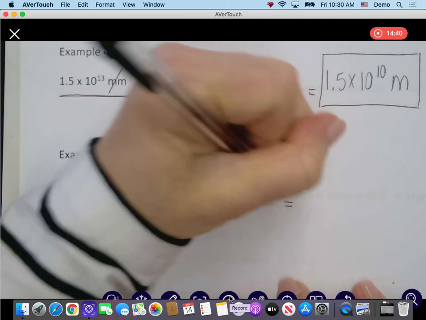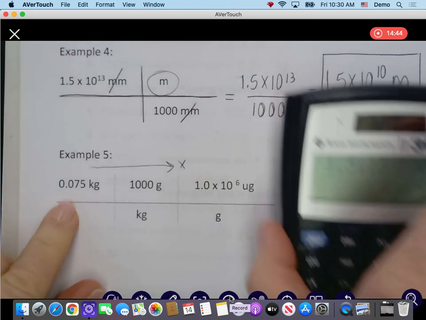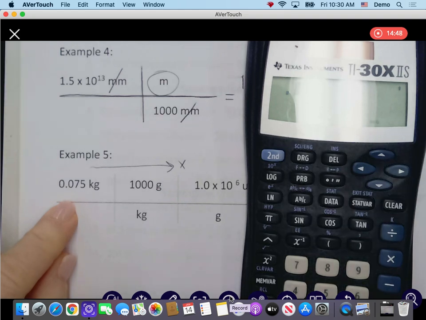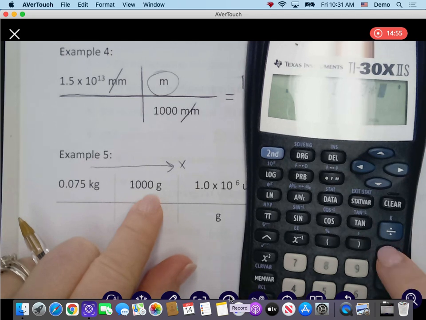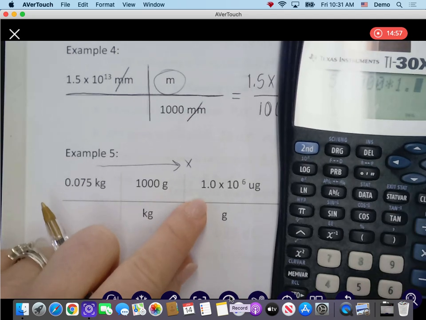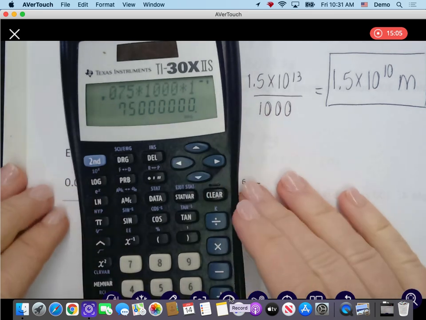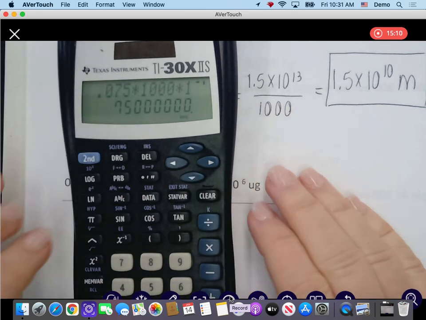We're going to multiply everything on the top together. So let's put in 0.075 times 1,000 times 1.0 EE6, which is actually just a million, equals. Now, my calculator gave me the whole thing. It has given me, so 1, 2, 3, 4, 5, 6, 75 million.